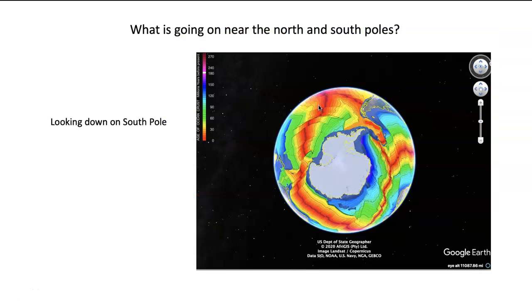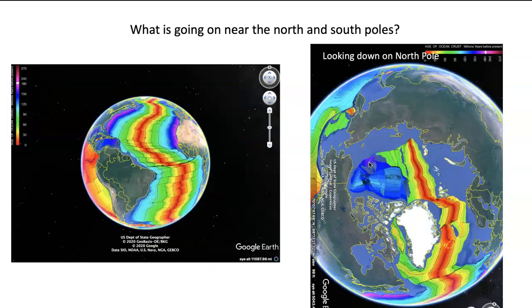While we're looking at this map, what's going on at the North and South Poles? It's really hard to see on the map that we have. So this is looking down on the South Pole. This is Antarctica. And Antarctica is pretty much surrounded by divergent zones. This Antarctic plate is basically just getting bigger all around. There's spreading going all around it. So that one's pretty easy.